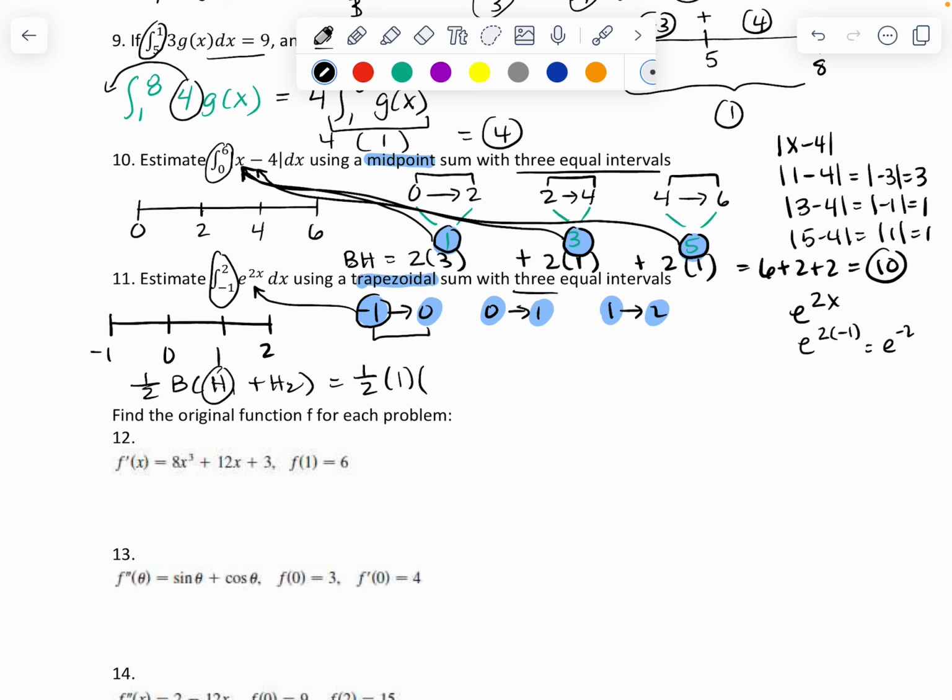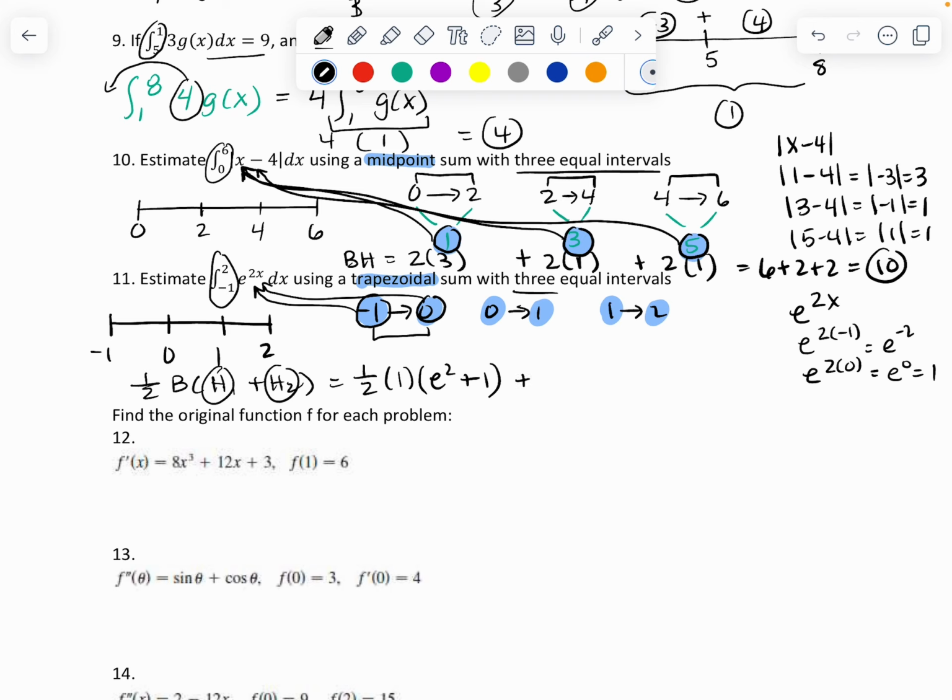And hey, let's just leave it like that because this looks really ugly. Then height 2, I'm going to get by plugging 0 into here. So this is going to be e to the 2 times 0, which is e to the 0, which is just 1. So I have that plus 1. So I got my first trapezoid.